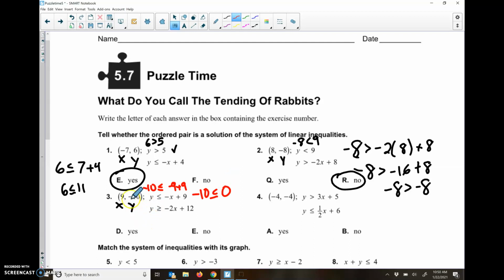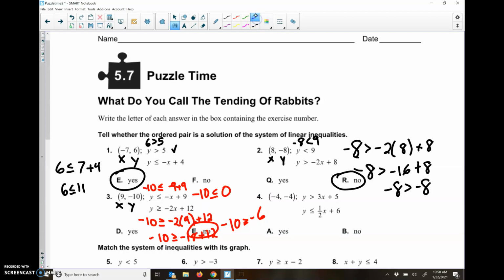And then here we have our y is -10 again. And that has to be greater than or equal to -2 times x, and our x is 9, plus 12. So I get -10 is greater than or equal to -18 plus 12. And so this time I get -10 is greater than -6, and that is not true. -10 is not greater than -6. -10 is smaller. It is less than.